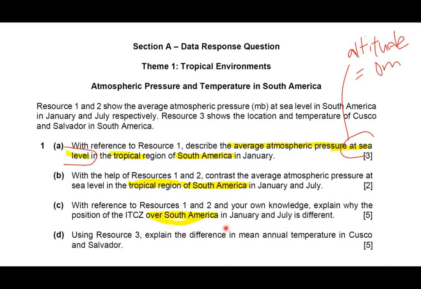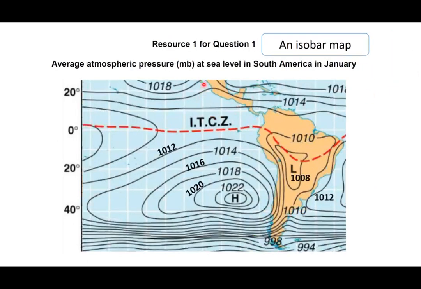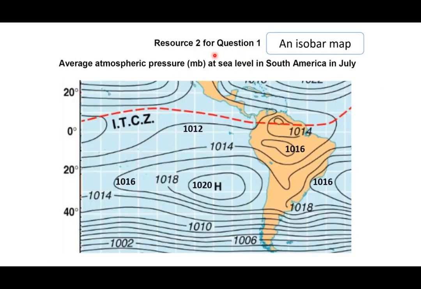The first term is at sea level. For question 1A, describe the average atmospheric pressure at sea level. Some of you took this to mean that you are supposed to look at the atmospheric pressure over the sea. This is not true. At sea level just means the pressure at a height or altitude of 0 meters. If you look at your resources 1 and 2, both show you atmospheric pressure at sea level.